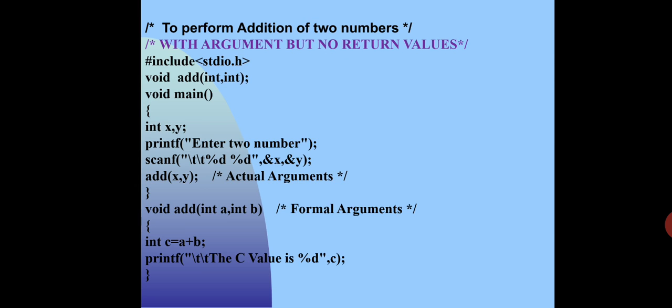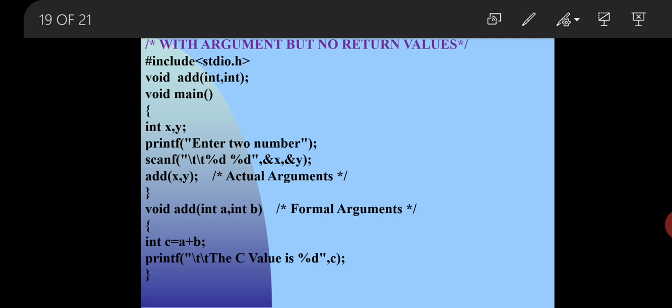What is it doing? These x and y values are passed as the parameters of the add of function, add of x and y. So there is an argument for that function. Then the control will be passed to that function. What will it be doing? The control will be passed to this function.